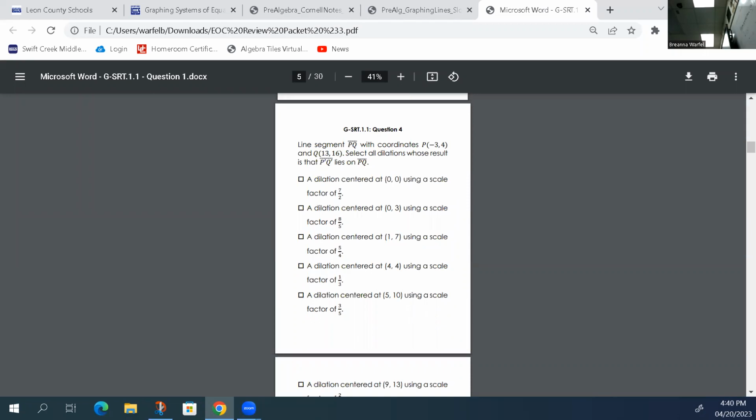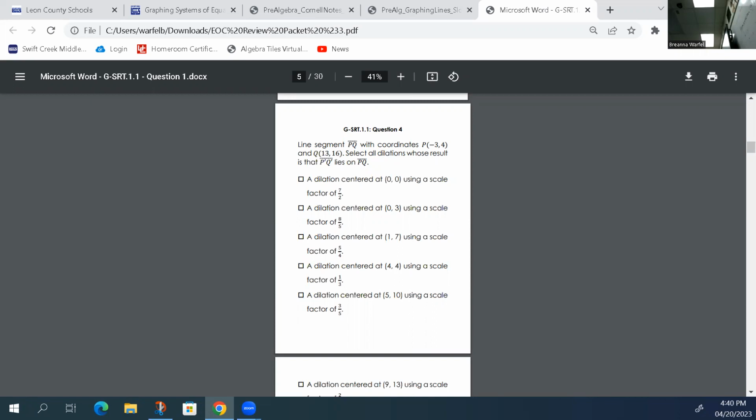Okay, you're going to do the exact same thing for number 4, but it's a line segment this time. So a line segment does not go on forever. PQ is a specific piece. It's like one side of a triangle. And it says select the dilations who would result in P prime Q prime lying on top of PQ.